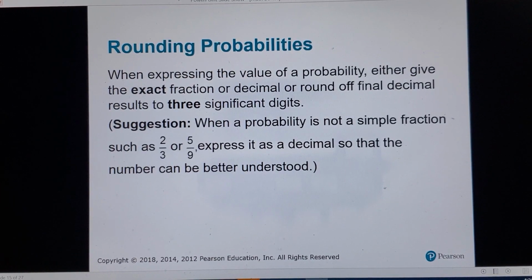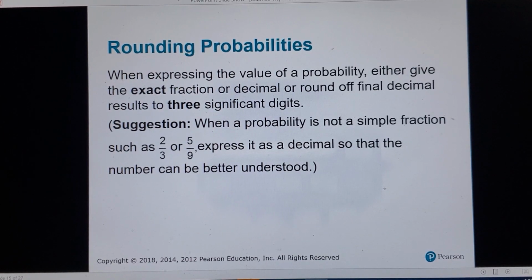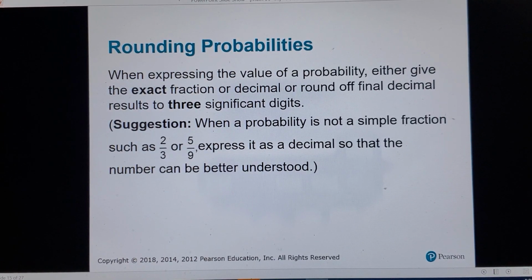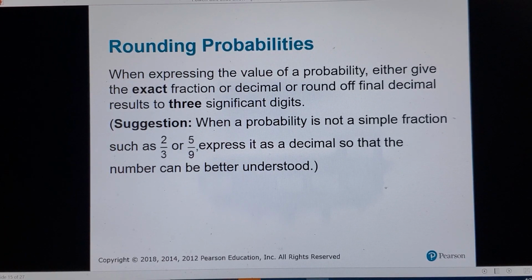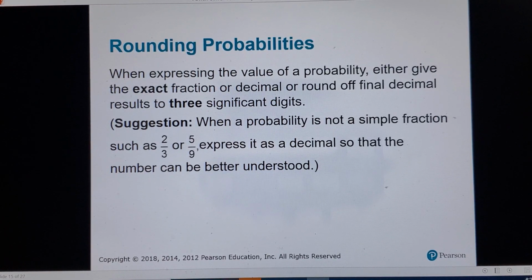Again, you either give the exact fraction or a decimal, or round off final decimal results to 3 significant digits. So again, either leave it as a fraction, or if you convert it to a decimal, leave it to 3 decimal places, and so on.